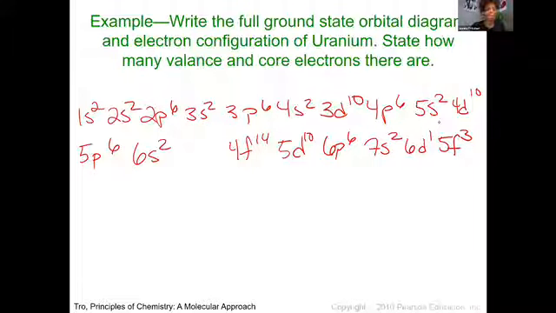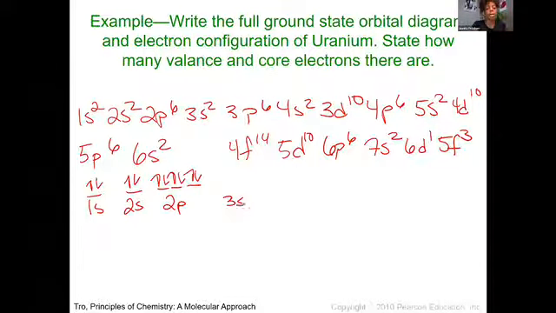For our orbital diagram, same thing. So we would have 1s, 1 orbital, up and down. 2s, 1 orbital, up and down. 2p, 3 orbitals, up, up, up, down, down, down. 3s, 1 orbital, up and down. 3p, 3 orbitals, up, up, up, down, down, down. Again, this is according to Hund's rule. 4s, 1 orbital, up and down.